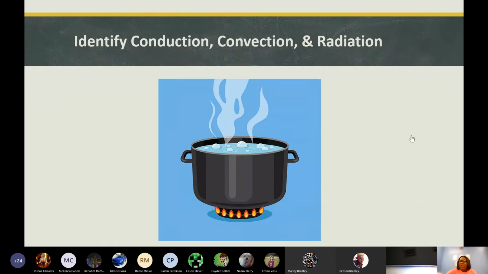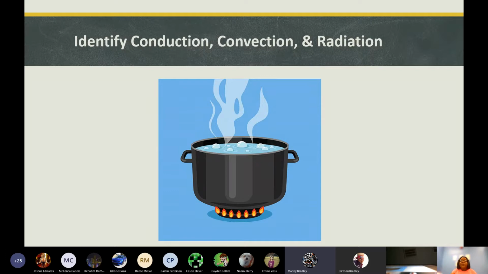Okay, and so then we learned yesterday about radiation. Can someone turn on their mic and tell us what is radiation? Heat waves. Heat that travels in waves. We want to remember that with radiation, the particles don't touch each other.